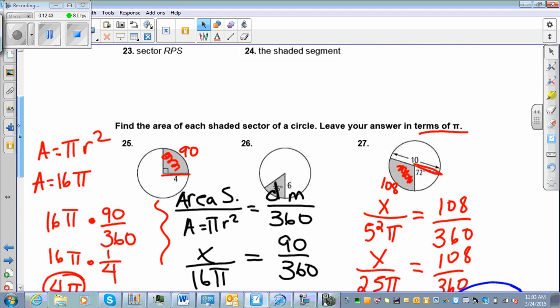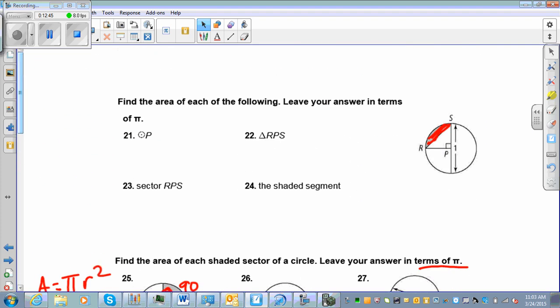All right, we're going back to number 21. It's kind of the main question when you see a problem like this, it would ask you what is the area of the shaded region, but I gave you steps on how to find it. So the first one is to find the area of circle P. Circle P has an area equal to pi radius squared.